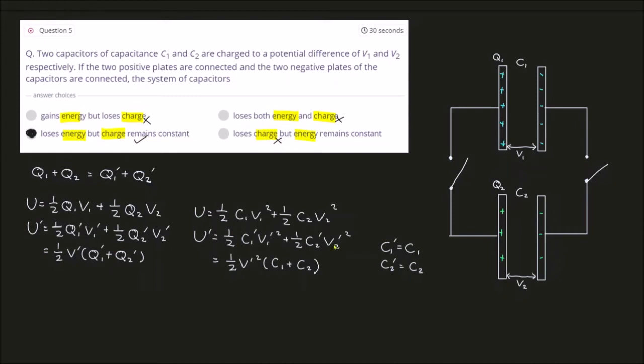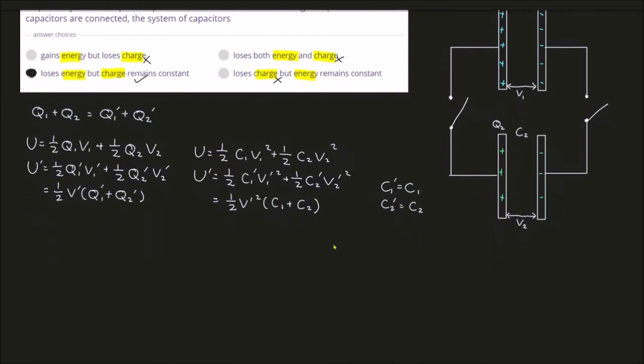I've tried to substitute V prime here with something. Like what we have done just in the previous question, I say Q1 plus Q2 is equal to Q1 prime plus Q2 prime. Okay, so we say that Q1 is equal to C1 V1 and Q2 is C2 V2. Let's just write it as C1 V1 prime plus C2 V2 prime. You know that V1 prime and V2 prime are just V prime, so this one will be C1 plus C2.